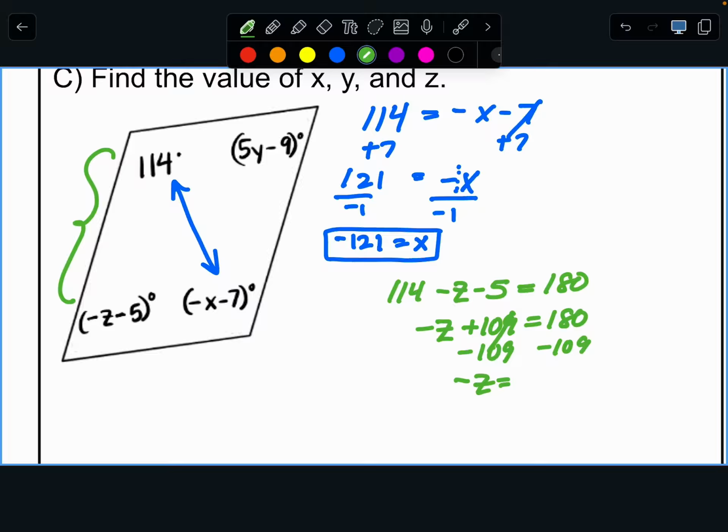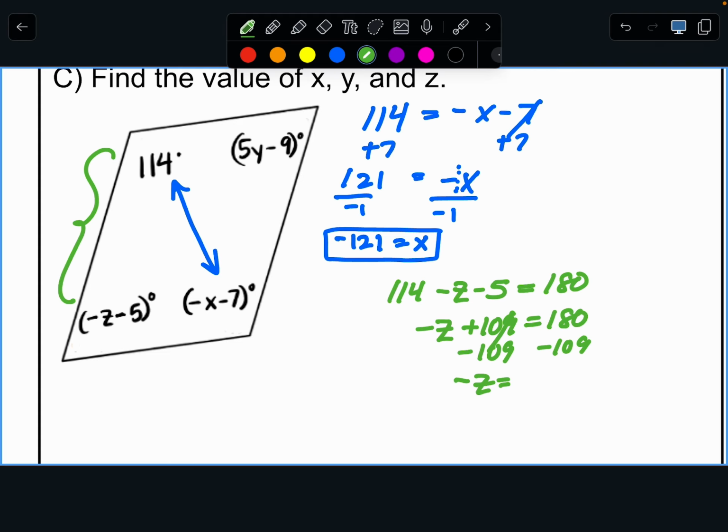Negative z equals... is that 60 something? 56. Oh, 71. So then when we divide, I get z equals negative 71.